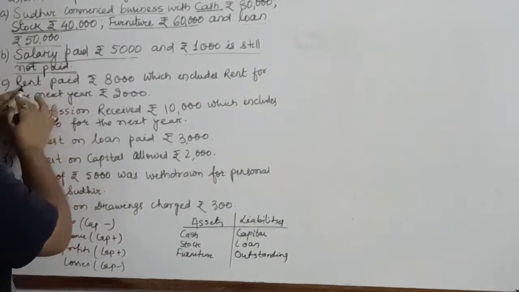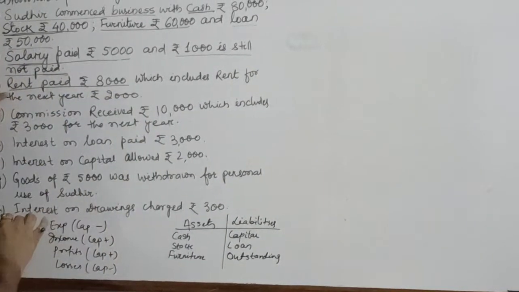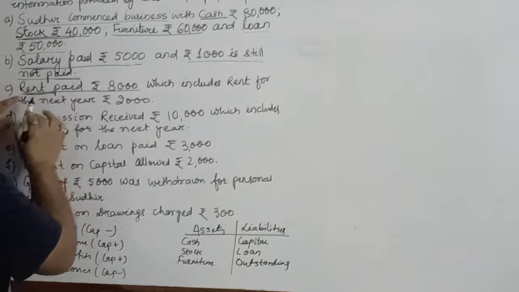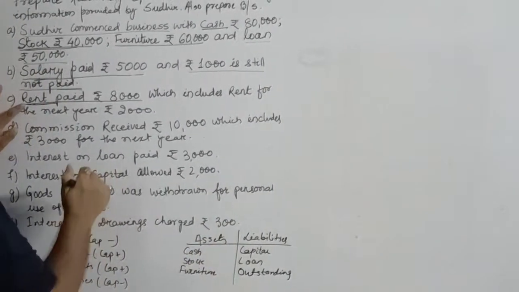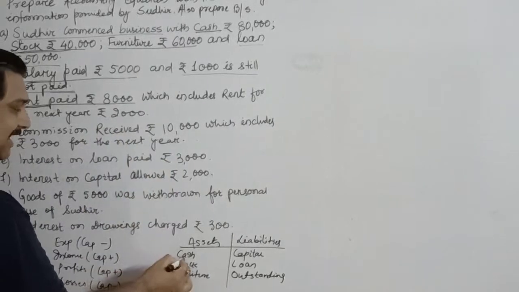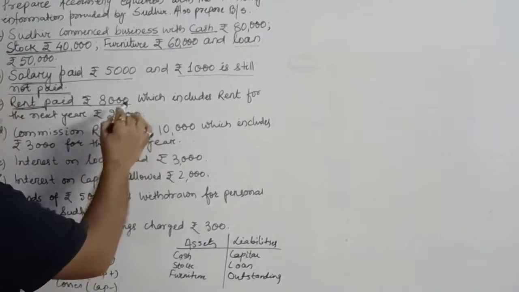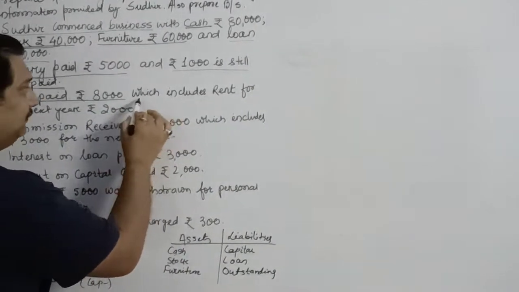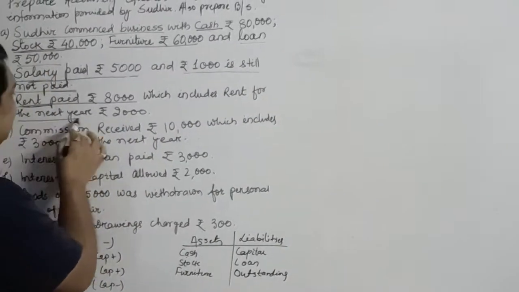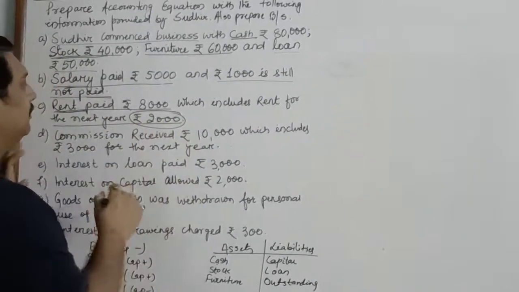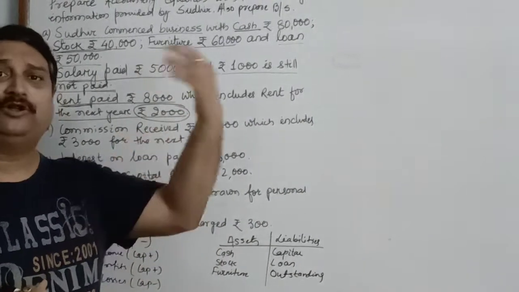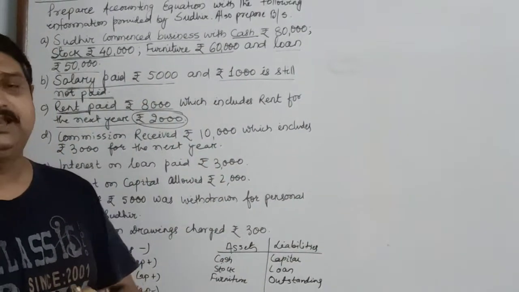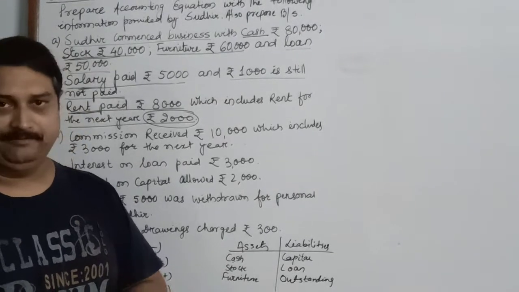Now the next part is rent has been paid 8,000. So what is rent? It is an expense, so it will reduce my capital, which I have already written. What am I paying? Cash, which is already there. But the question says this includes rent for the next year rupees 2,000. So rent or any expense which we pay for the next year in the current year is known as prepaid.